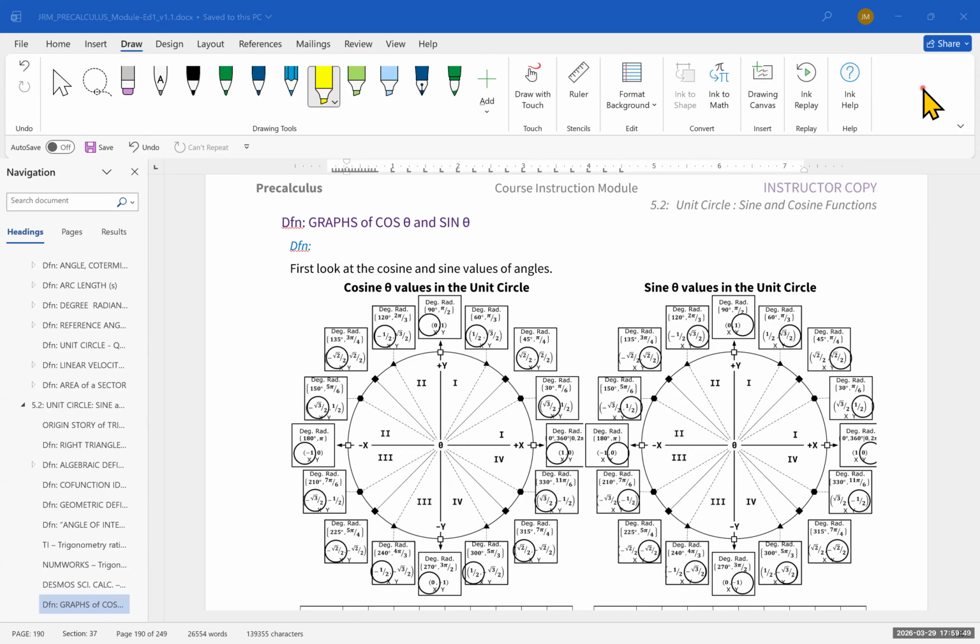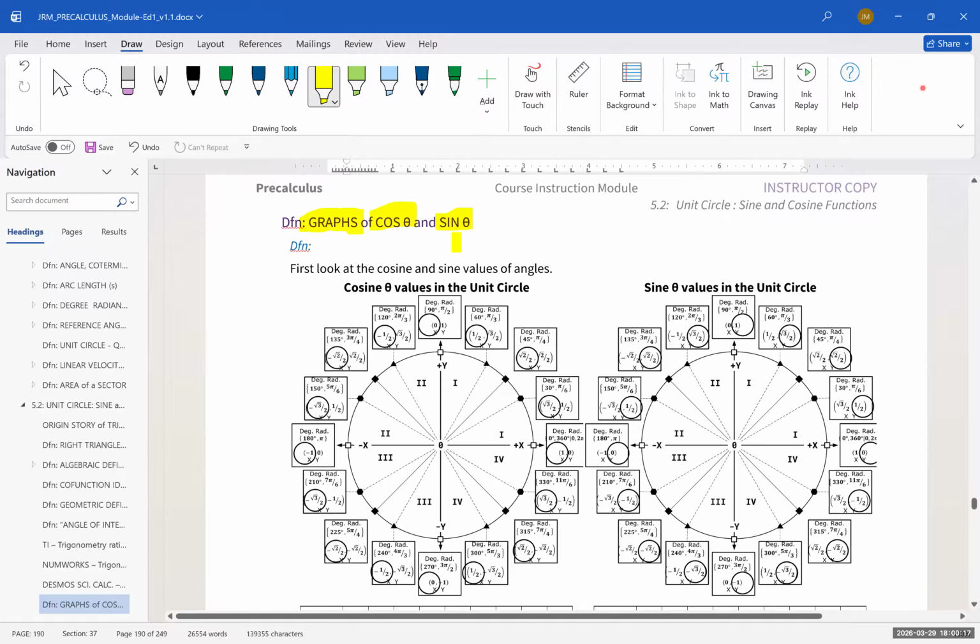Okay, so since we're just now introducing cosine and sine, let's try and see if we can visualize what a cosine and sine function looks like. And we can do that with very little effort with the information that we've already learned. So we're going to look at graphs of cosine theta and sine theta.